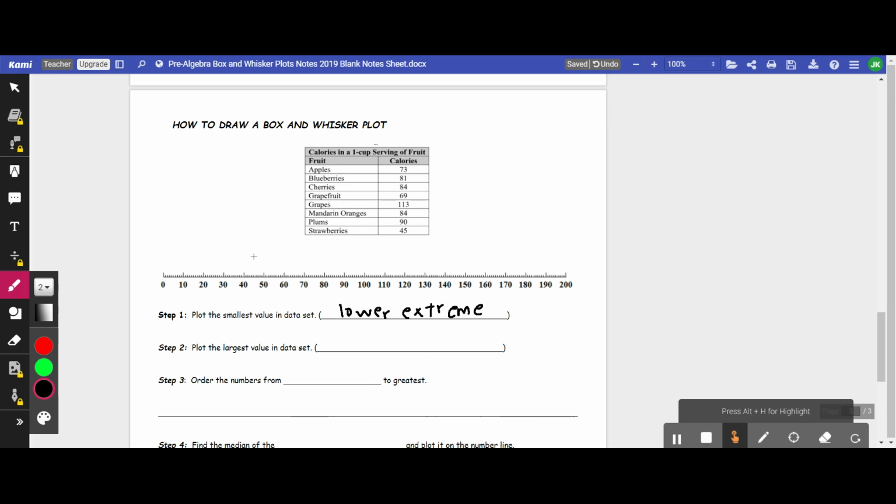So like I said, your lower extreme will be at 45. You can put your point halfway between the 40 and the 50 there. And then the next thing you'll do is plot the largest value in your data set, which will be your upper extreme. If you look at your data set in the table here, your upper extreme for this one will be 113 for the grapes. So you can plot your point at 113 then.